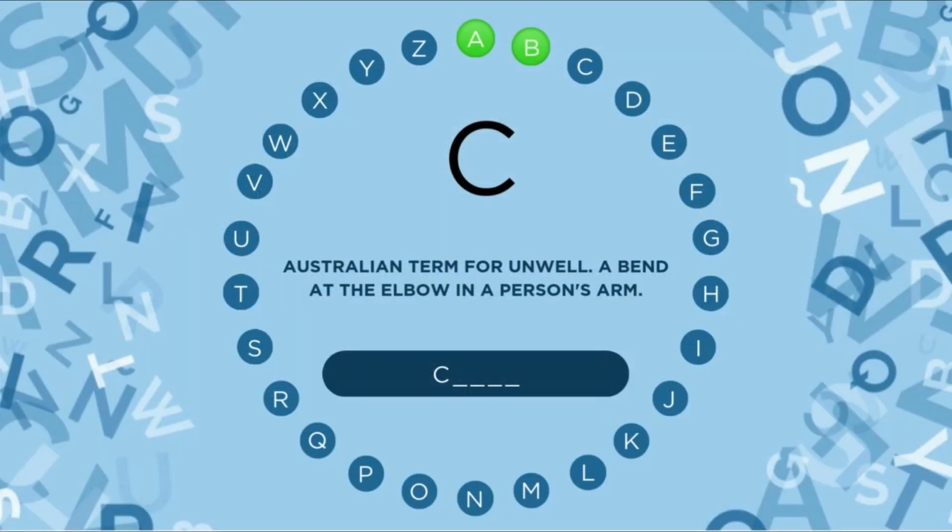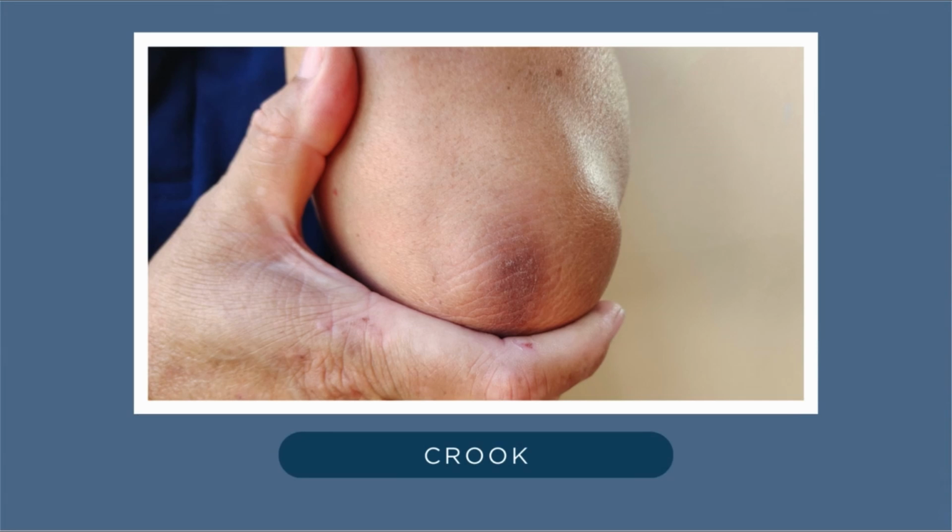As we move on to letter C. An Australian term for unwell, or a bend at the elbow in a person's arm. A few seconds left on the clock. And the answer is crook.